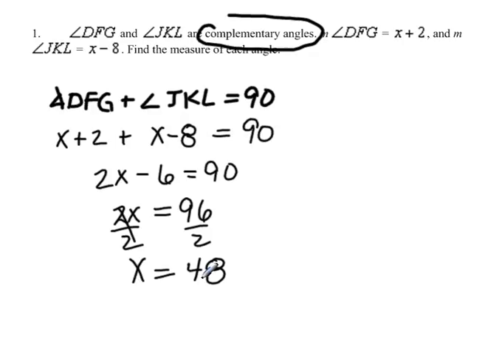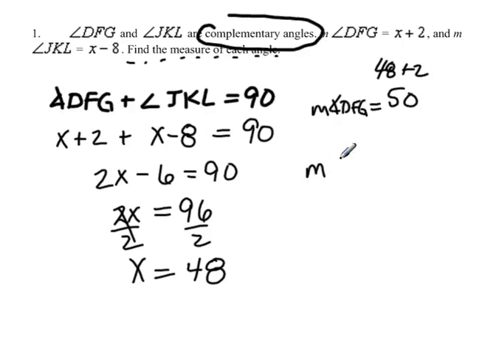Now, did it ask us to solve for x? No. It said find the measure of each angle. So that means that we have to plug x back in. So x here would be 48 plus 2. So that means the measure of angle DFG equals 50. And then the measure of angle JKL equals 48 minus 8, which is 40. Just a quick check, 50 plus 40 does give me 90.